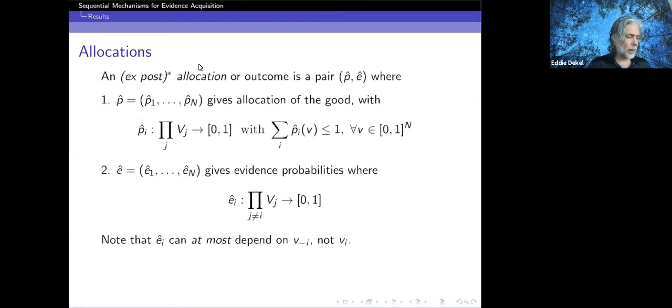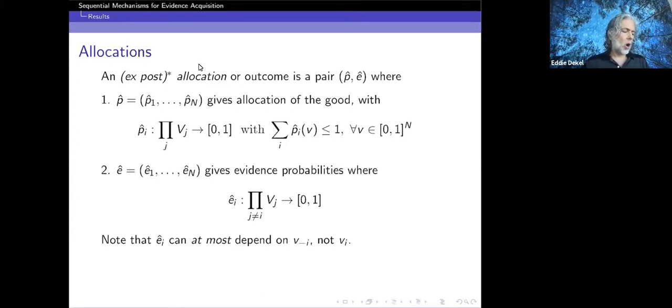So now I can talk about allocations. We're going to start with an ex post allocation. There's an asterisk here because, and it's in parentheses to avoid confusion, I want to highlight the fact that this is ex post in the sense that it is after all the agents know their values, or all the values are known, but it's not ex post after all uncertainty has been realized.